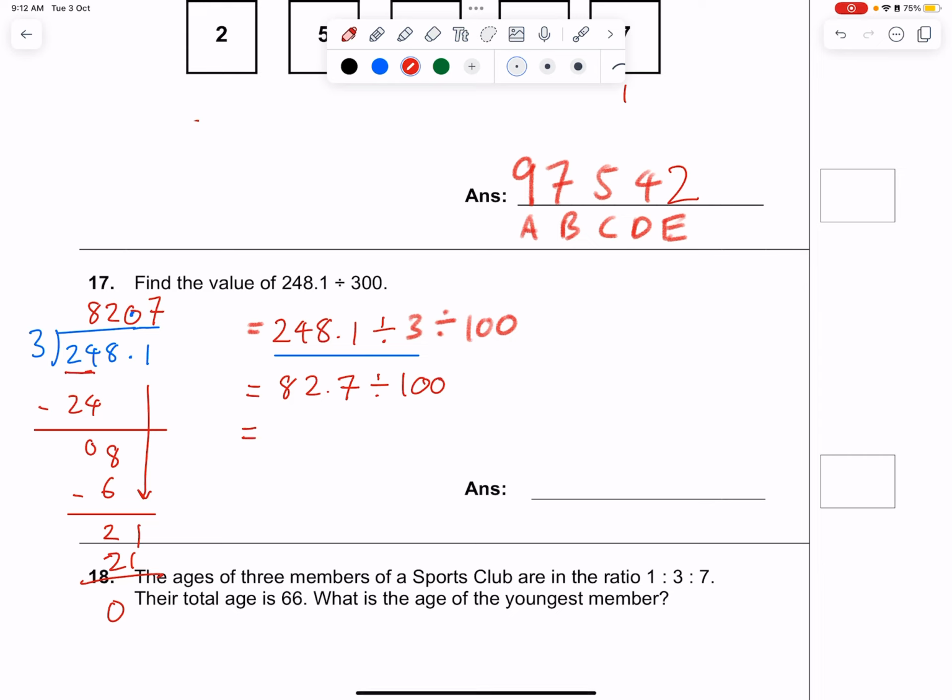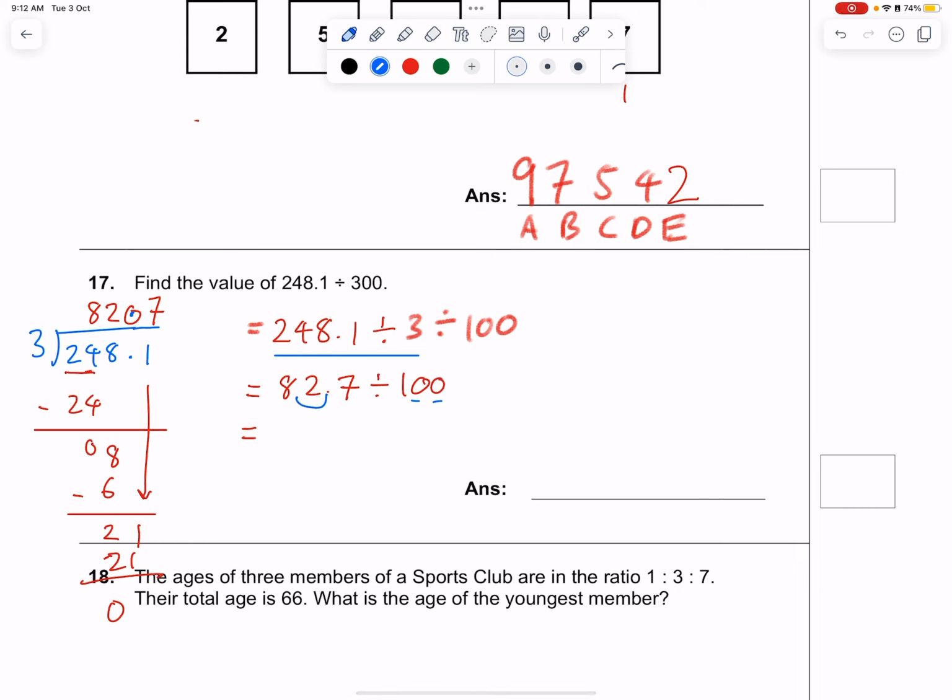I will then deal with this. So I just need to shift my decimal backwards because I am now dividing. The answer that I get needs to be smaller than this number. When you move backwards, you are dividing. When you move forward, you are multiplying. Remember, when you read, you always read from left to right. So this is forward, and this is backward. So we're going to shift by 2 decimal places because there are 2 zeros in 100.